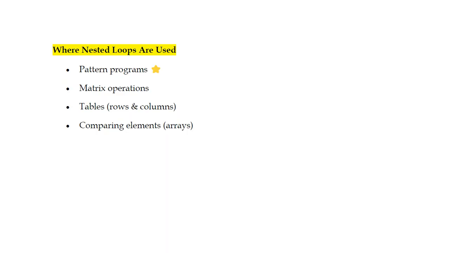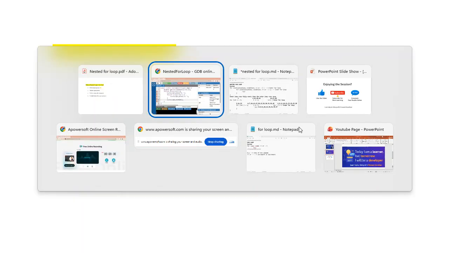In the next session, we'll have a Kahoot quiz. After attending this quiz, we'll move on to the pattern programs. To implement the pattern programs, nested for loop is the base. If you are clear with the nested for loop only, you are supposed to enter the pattern programs. So here and elsewhere, we are applying this nested for loop: matrix operations, tables in rows and columns format, comparing the elements in an array. In future, we'll discuss these things.